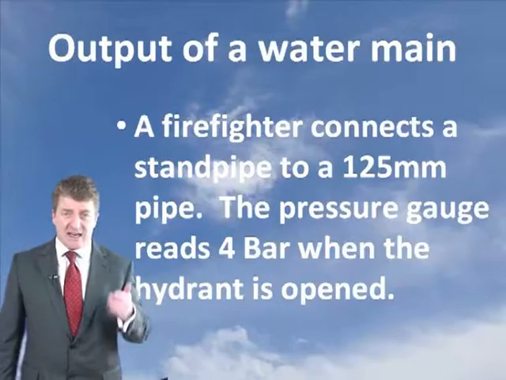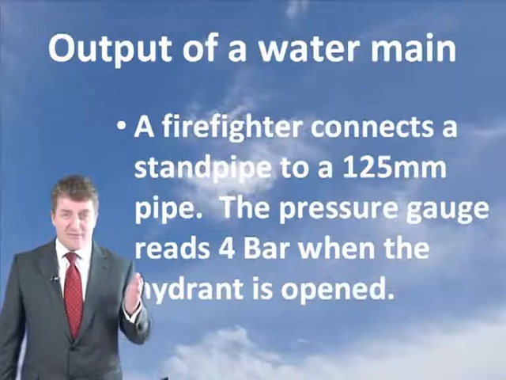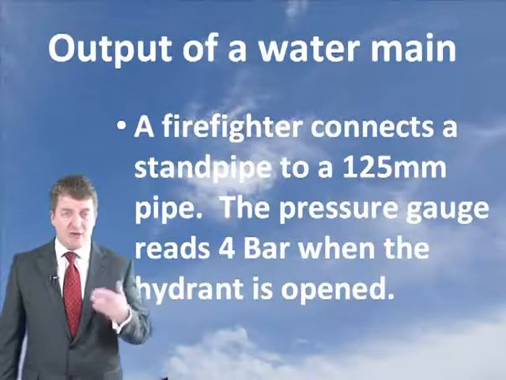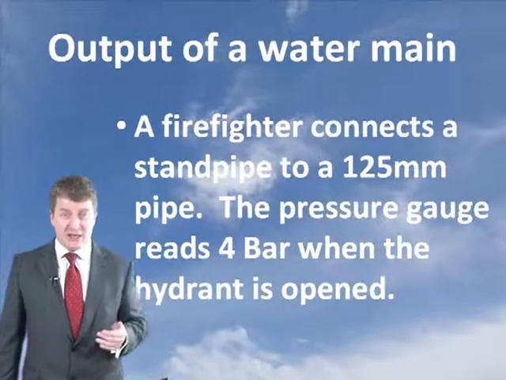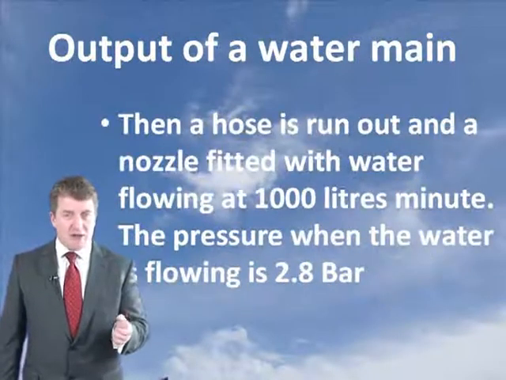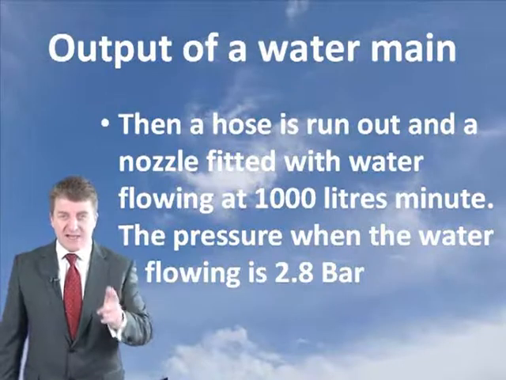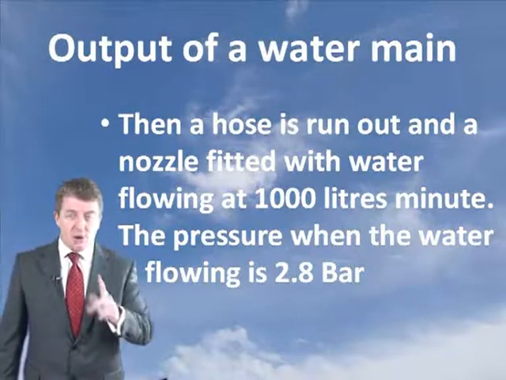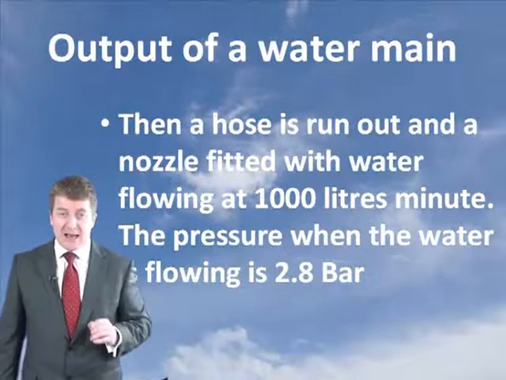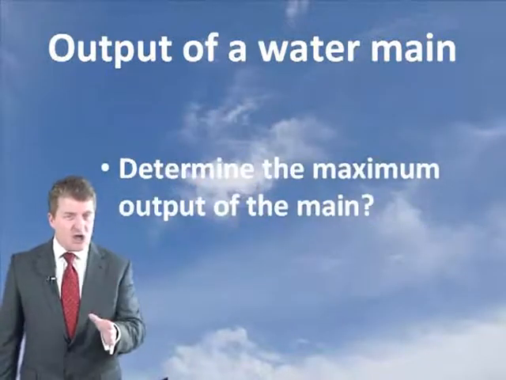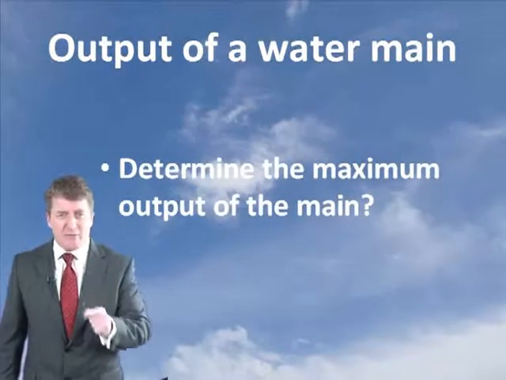A firefighter connects a standpipe to a 125mm pipe. The pressure gauge reads 4 bar when the hydrant is opened. Then a hose is run out and a nozzle is fitted with water flowing at 1000 litres a minute, and the pressure when the water's flowing is 2.8 bar. So that's the running pressure. Determine the maximum output of the main.